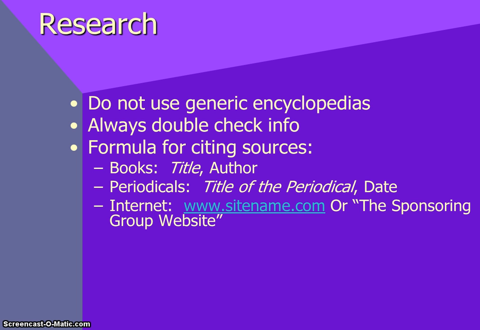Now, if it's a periodical, the important thing about periodicals is when they came out. For example, the Dallas Morning News of July 7th, 2002 is a lot different from the Dallas Morning News of July 7th, 1969. So you would need to cite the title of the periodical, the Dallas Morning News, and the date it came out, July 7th, 2002. So you would say something like, according to the Dallas Morning News of July 7th, 2002, yada, yada, yada.